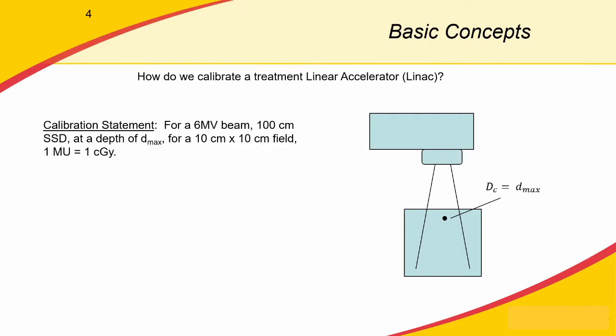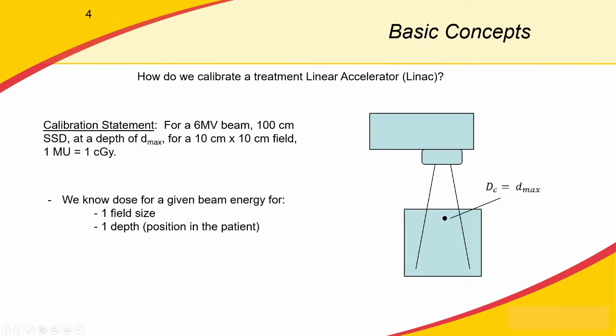So, after we have calibrated our machine according to the conditions defined by our calibration statement, what we know is the dose delivered per monitor unit recorded by the machine for a single field size and at a single depth or position within our patient.